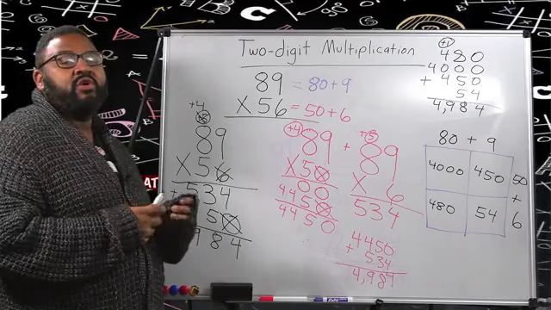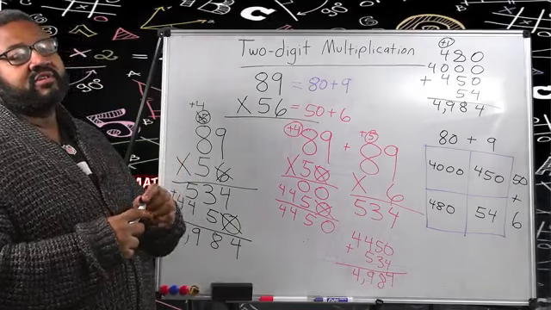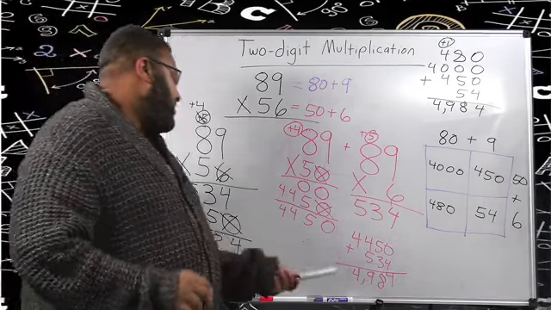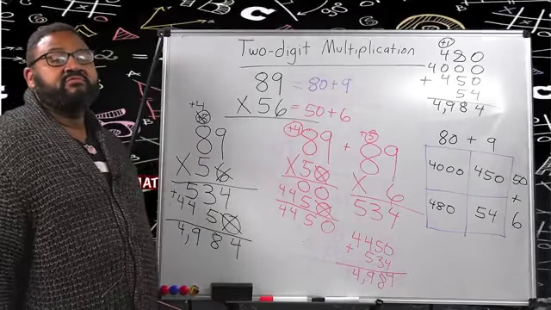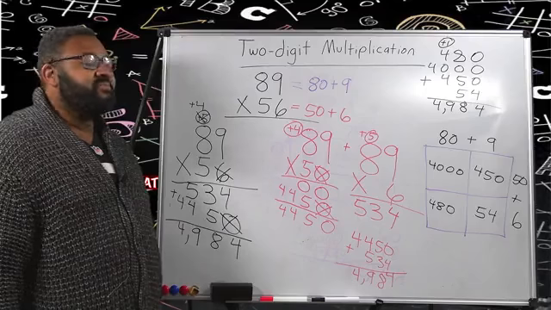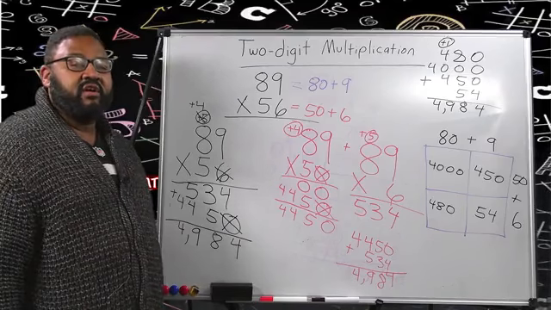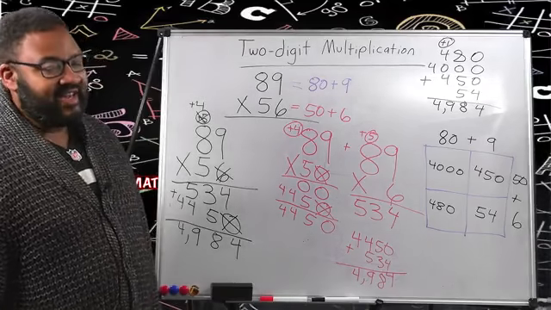Questions or concerns? Nothing hard about this at all. Okay? All we're doing right now is two-digit multiplication. All right? I hear you out there.